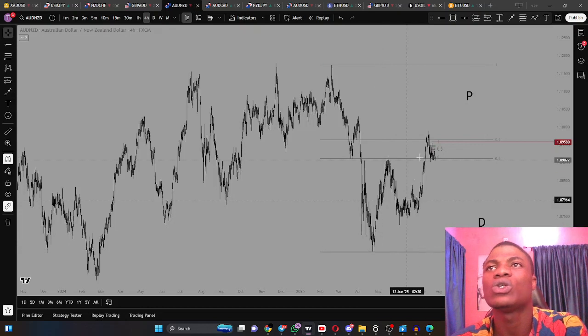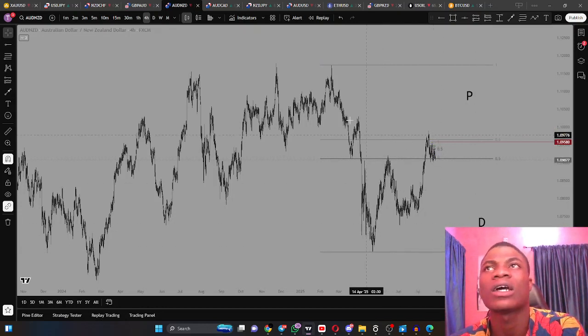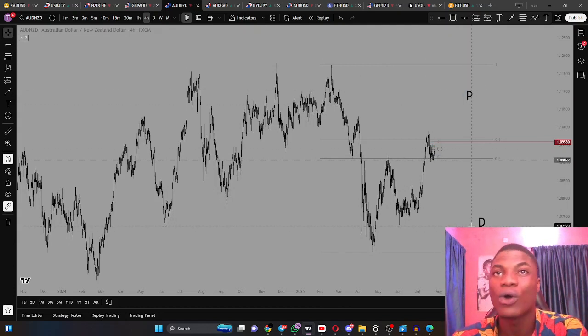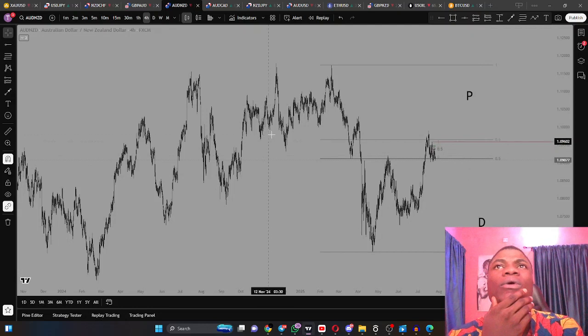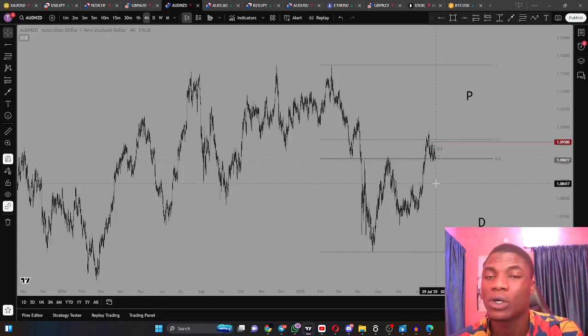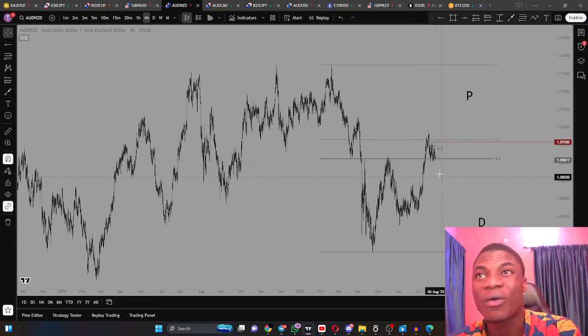You can see from this low to this 50% is our discount, and the high is our premium. When the market is at the premium, we look for sells, and in the discount we look for buys, right? Here, what we can see now is the market is currently at the premium zone, and you have not crossed this 50% very well to consider looking for your buys from here.